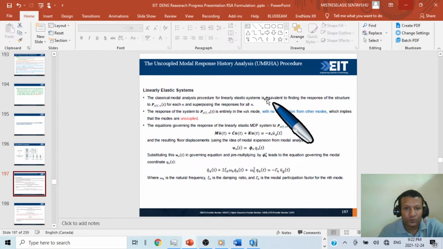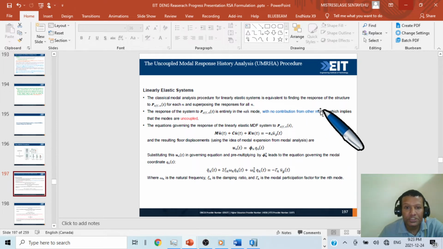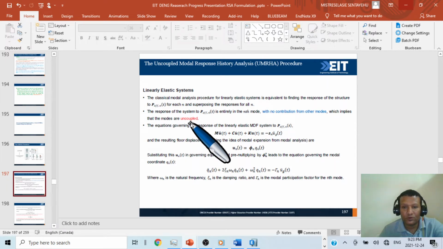Okay, the same is true. The response of the system to P effective n mode is entirely in the nth mode only, with no contribution from other modes. For example, if we are doing the first mode, there is no contribution from the second mode or third mode, which implies that the modes are uncoupled, because for classical modal analysis we have two ways we uncouple it. We use the orthogonality property, and we use it for that mode separately.